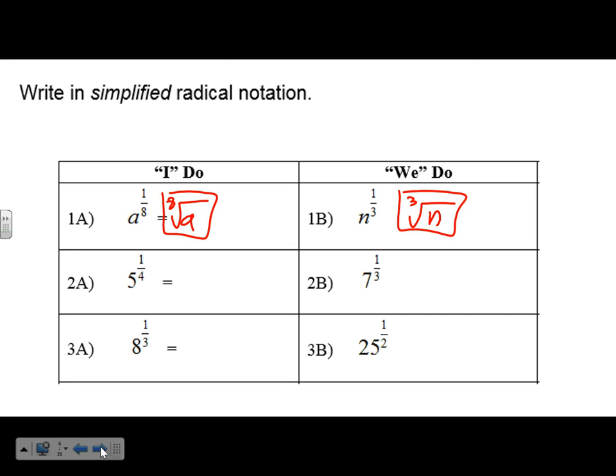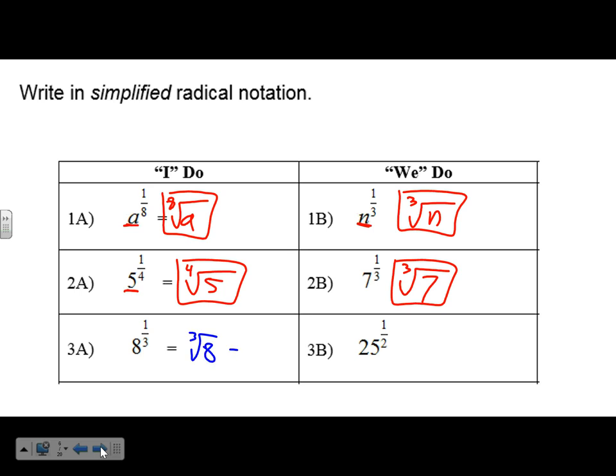Down here, now we just have a number. Just FYI, a is the base number, n is the base number. So now we have a number for our base number. We have the 4th root of 5 to the 1st, the 3rd root of 7 to the 1st. Now these other ones are a little bit tricky because this is the 3rd root of 8, but we can reduce that down. The 3rd root of 8 is actually 2.